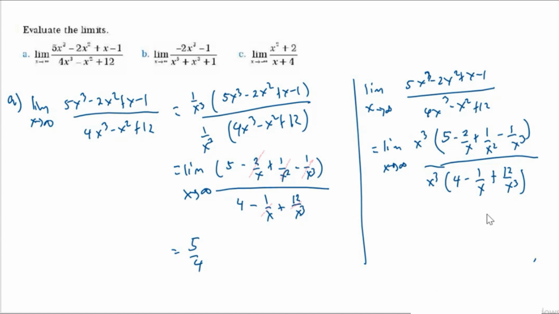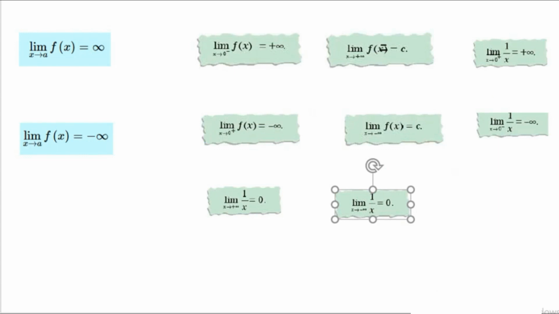Now apply the properties of the infinity. So we are going to substitute x as positive infinity. We know that 2 over infinity is equal to 0. So where is that in our properties? The limit of f of x as x approaches infinity, so we're applying this formula, this property.